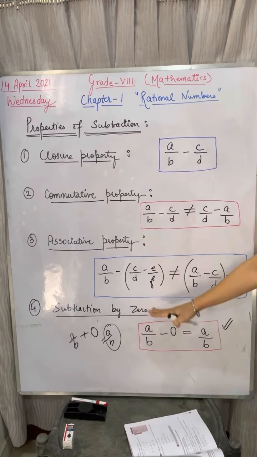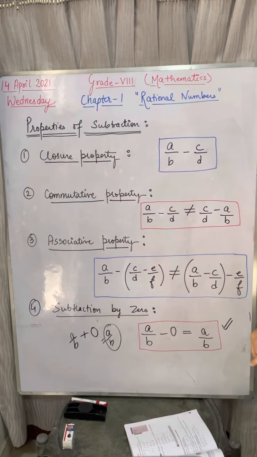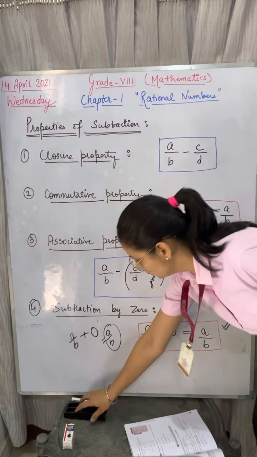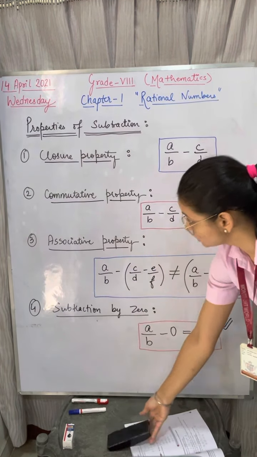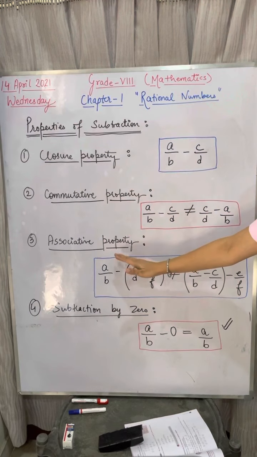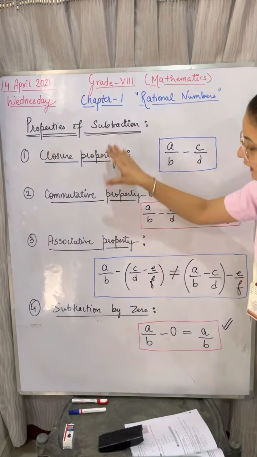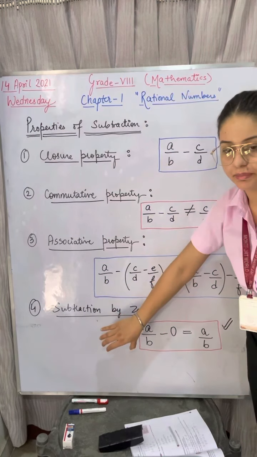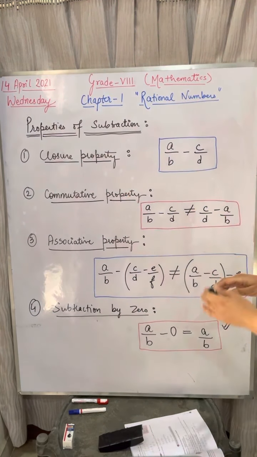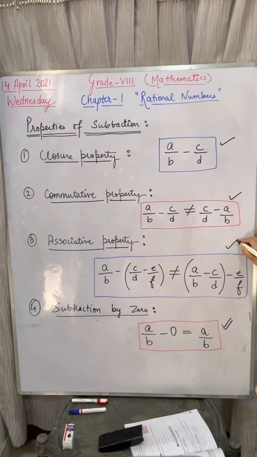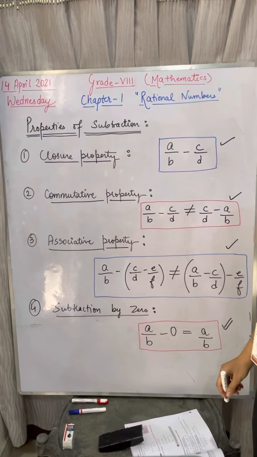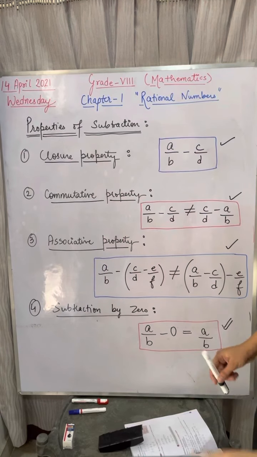So these are the properties of subtraction. I'm going to repeat once again: closure property, commutative property, associative property, subtraction property by zero. In the case of addition also similar names are there, only addition is there. In the case of subtraction, same properties are there, only subtraction is there. Rest you know how to solve these properties. Here they are not equal; in the addition case they are equal. Now let's start with the questions.